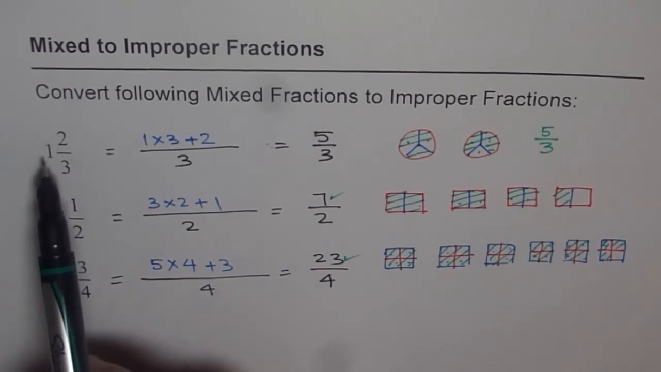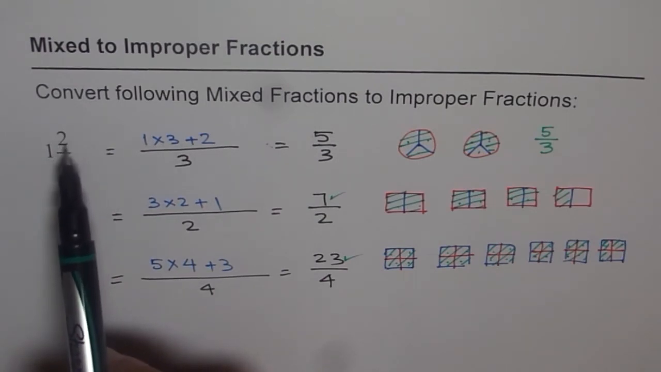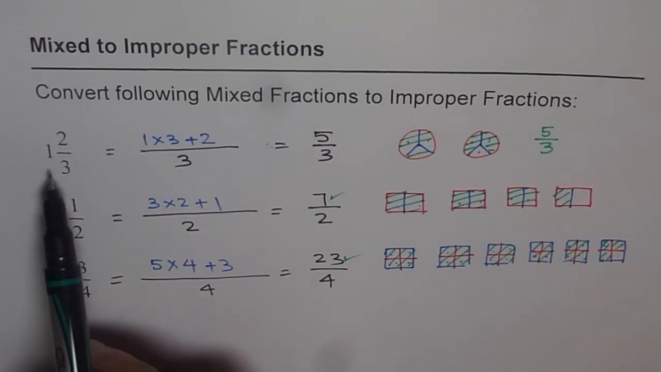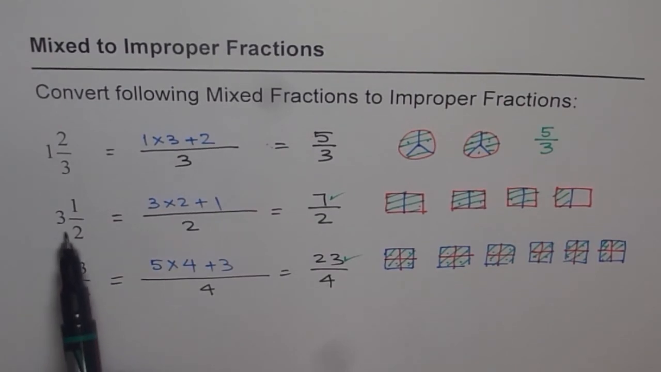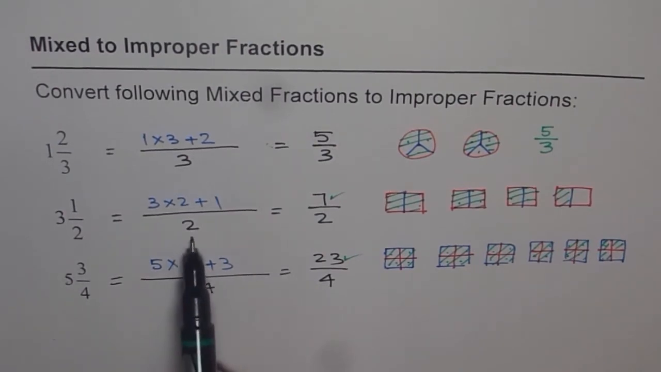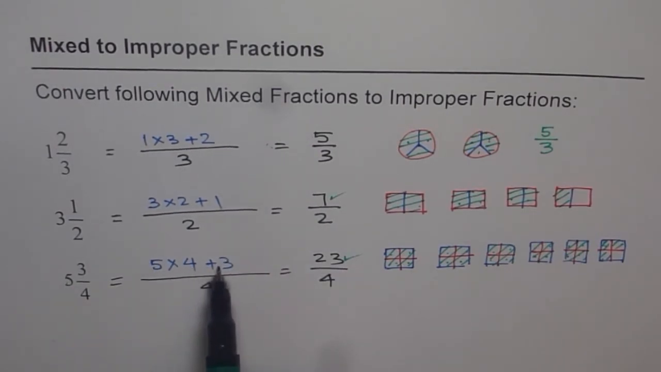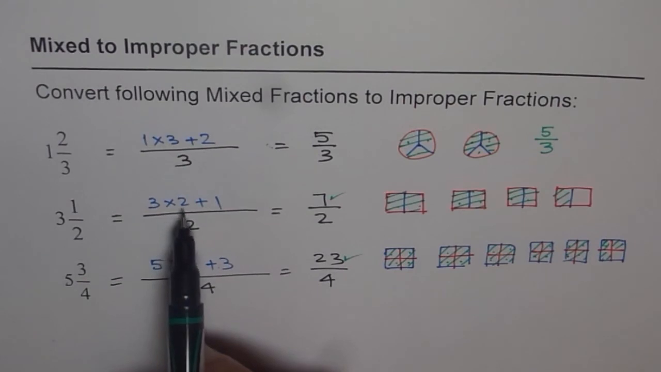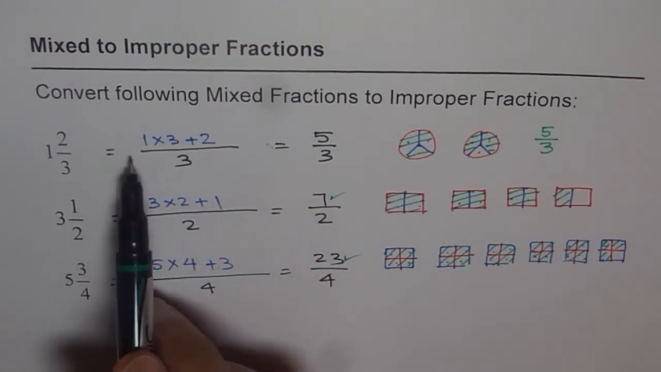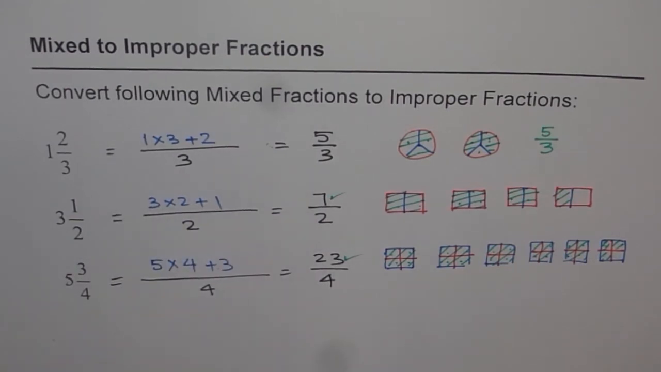1 and 2 over 3, multiply the whole number by the denominator and then add the numerator. Well, just do like this. 1 times 3 plus 2. Here 3 times 2 plus 1. 5 times 4 plus 3. That goes in the numerator. Denominator remains as such. And then you get your answer. 5 times 4 is 20. 20 plus 3 is 23. 3 times 2 is 6, 6 plus 1 is 7. 1 times 3 is 3, plus 2 is 5. So you get 5 over 3.